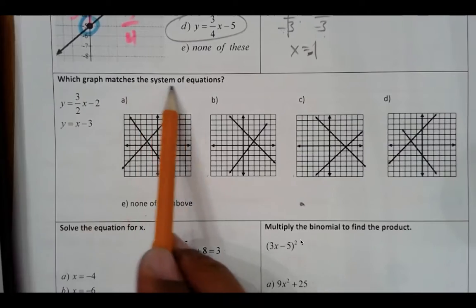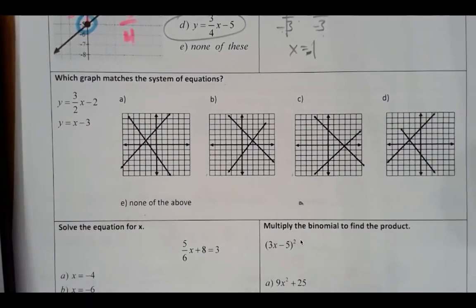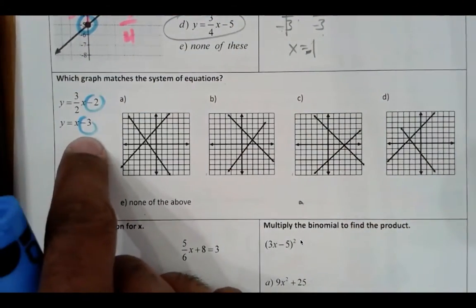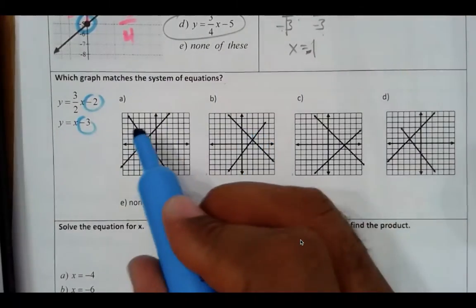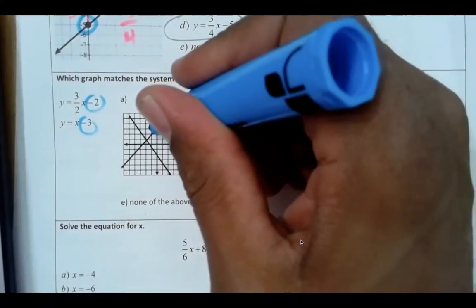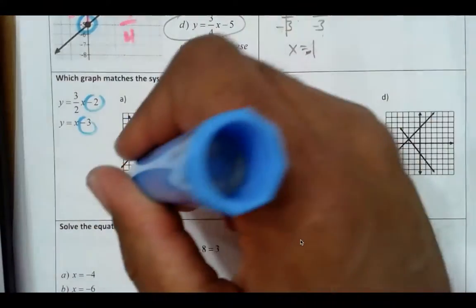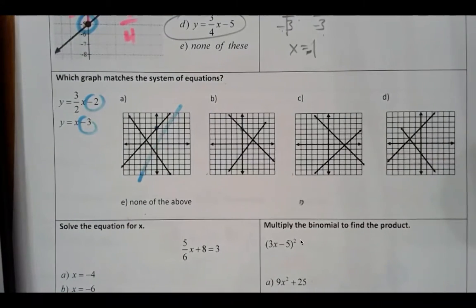Okay. Which graph matches the system? All right. So let's start with the y-intercepts. Okay. So the y-intercept of one of them is -2, and the other one is -3. All right, so let's just make sure that's the same on all these graphs. So I got here, I've got positive, I see a +3, so it's definitely not that one. Here I see a +3 again.